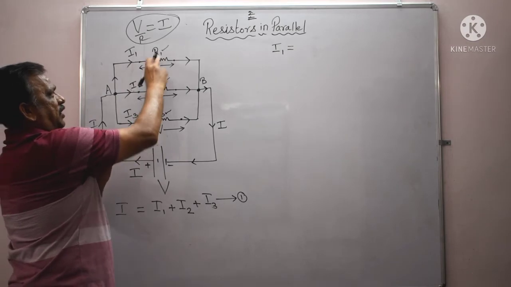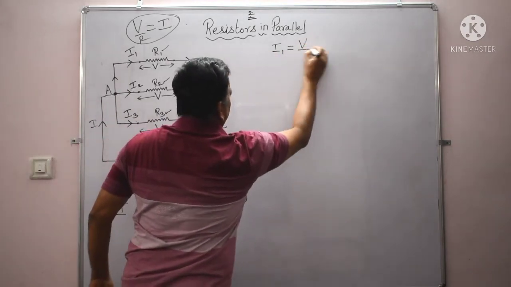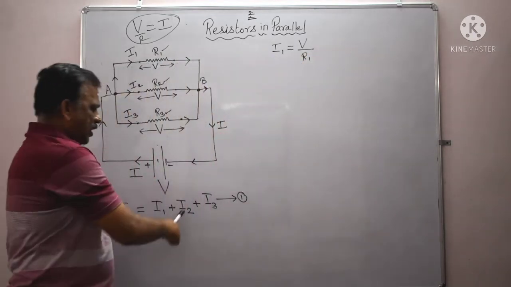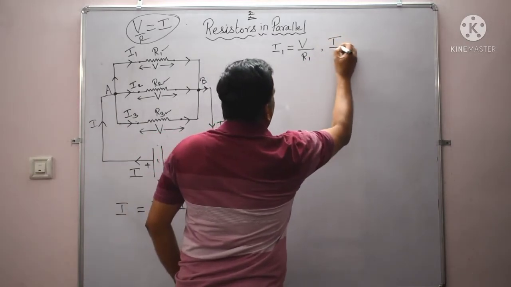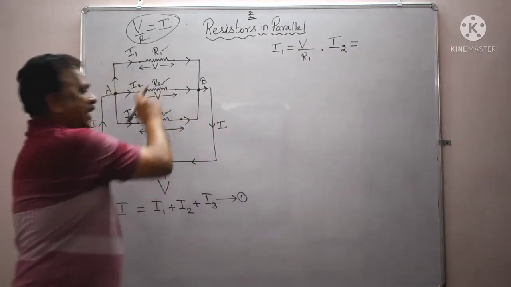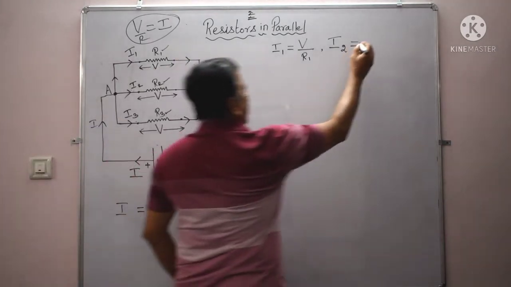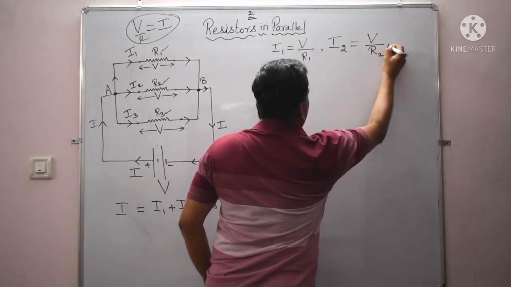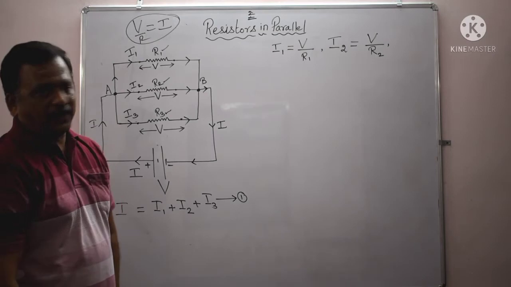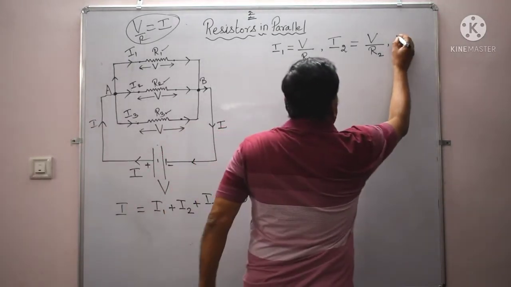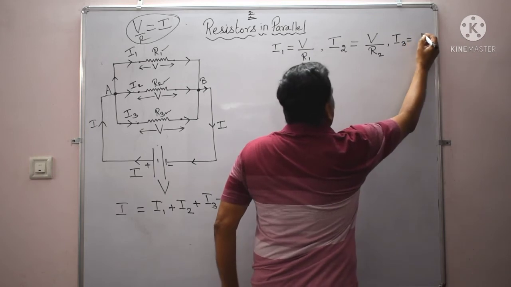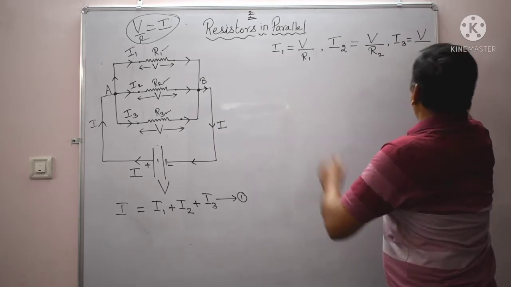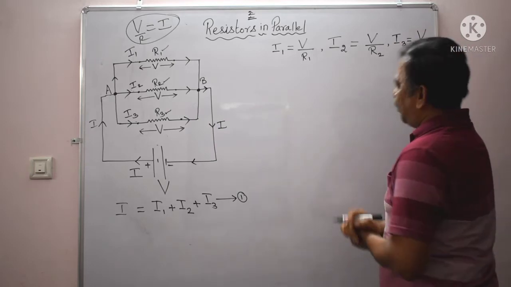So I1 is the current flowing through the first resistor. So what is the voltage across the first resistor? It is V divided by the resistance of the first resistor, R1. So V by R1. Likewise, I2. This is the current flowing through the second resistor. So the voltage across the second resistor is V and the resistance of the second resistor is R2. So I2 can be written as V divided by R2. Likewise, I3, the current flowing through the third resistor. It is the voltage across the third resistor, which is again the same V, and the resistance of the third resistor is R3. So V divided by R3.